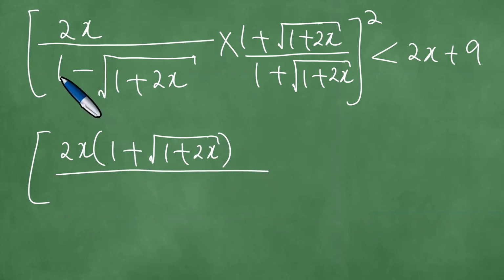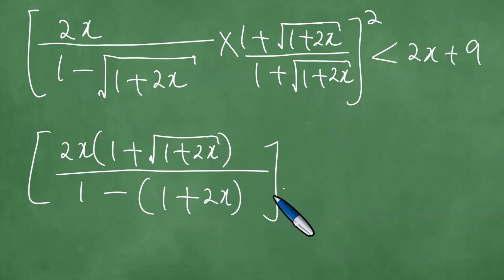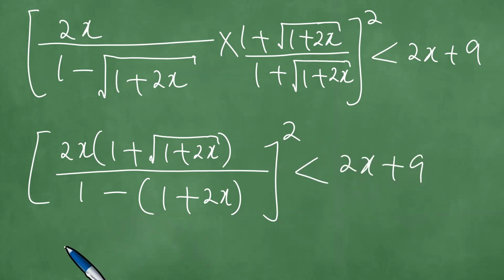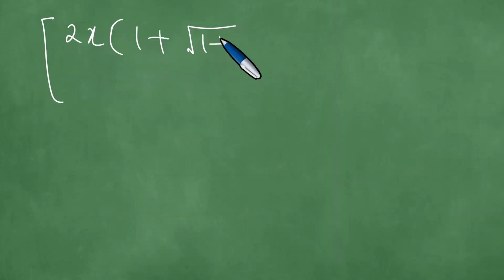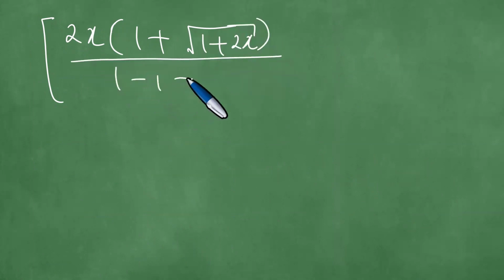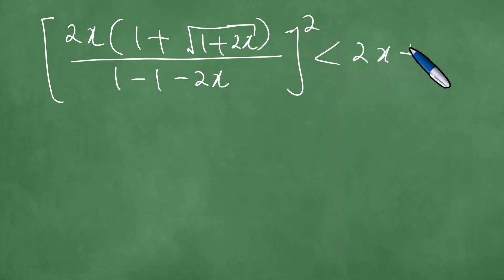The denominator has 1 times 1, which is 1, minus the square root of 1 plus 2x times the square root of 1 plus 2x, which is 1 plus 2x. And we square this, which is less than 2x plus 9. So now we have 2x, open bracket, 1 plus the square root of 1 plus 2x in the numerator. In the denominator, we have 1 minus 1 minus 2x, all squared, less than 2x plus 9.